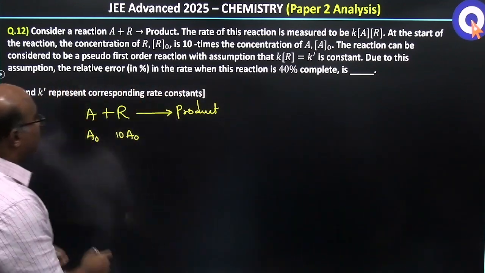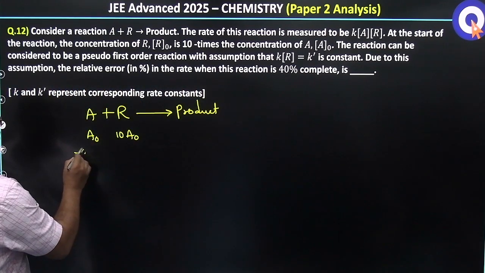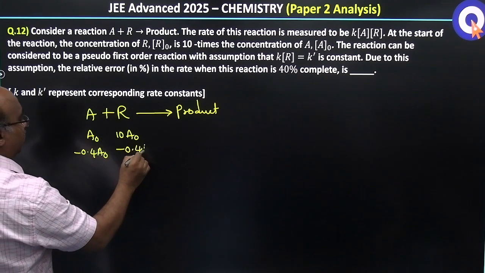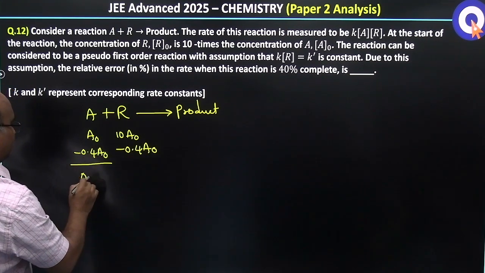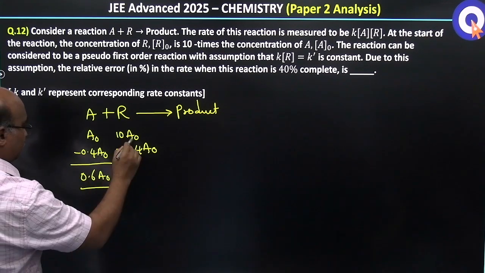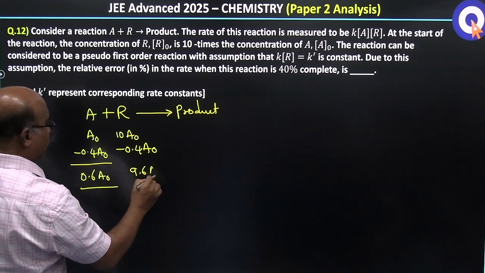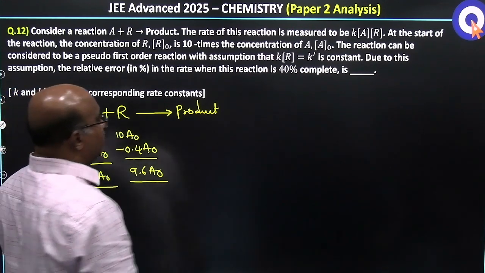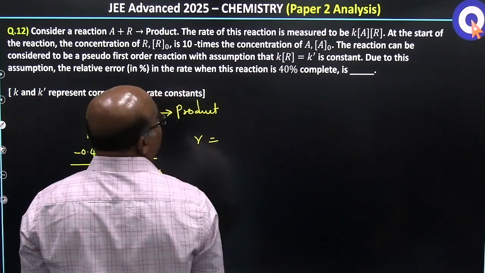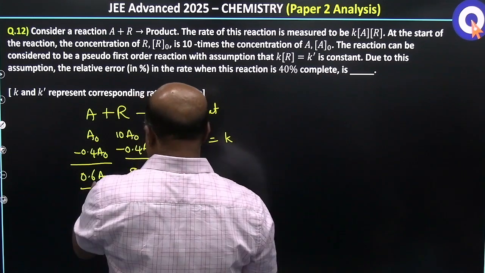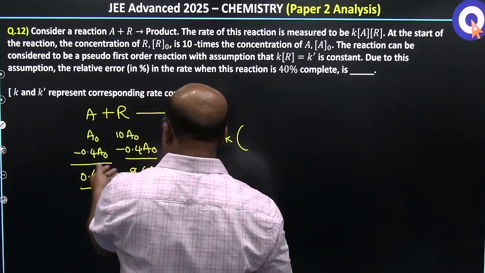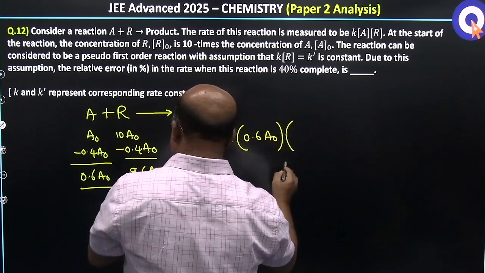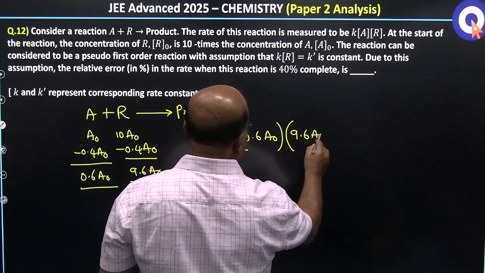So first, 40% consumed means 0.4 of A naught will react. So A will become 0.6 A naught. R is nothing but 9.6 A naught. So what is your rate initially without an assumption? Rate is K into the concentration of A left after some time when 40% is completed, 0.6 A naught, times 9.6 A naught.